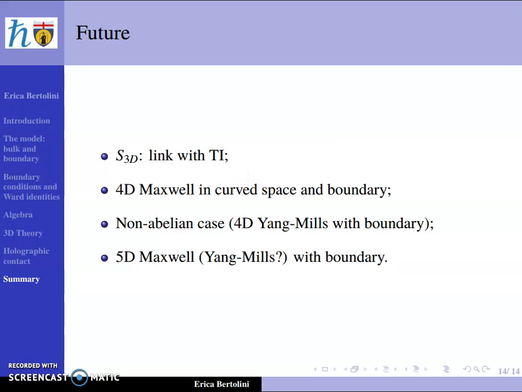So, what can we do now? Well, first of all, we must understand what is the physics of this three-dimensional action. A hint could come from the topological insulators, which are defined by two conserved currents, as we found in this case. So we could think that four-dimensional Maxwell theory could be a possible bulk effective theory for these materials.